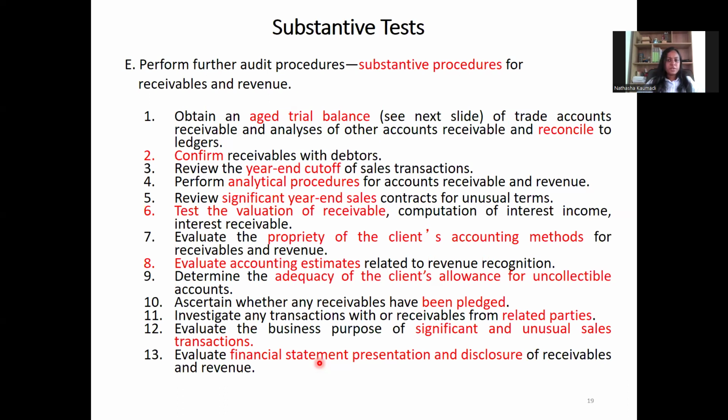What do you call it? You call it three-way matching: sales invoice, goods dispatch note, and the sales order. You check whether all these documents are there. You are checking the credit limits, credit approvals, and everything. You are calling for confirmation from debtors. You are recomputing the impairments, that means allowance for doubtful debts. Likewise, you are doing so many things, right?